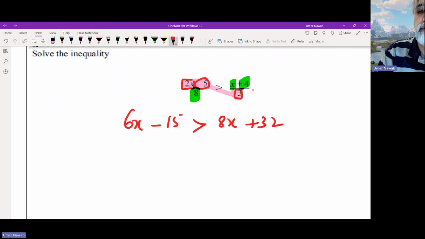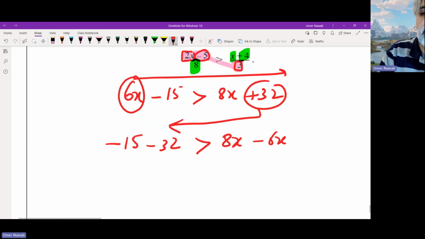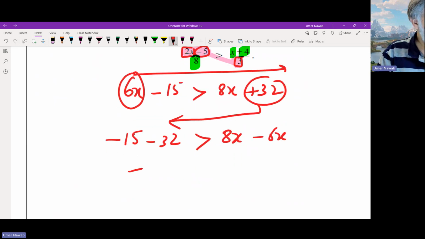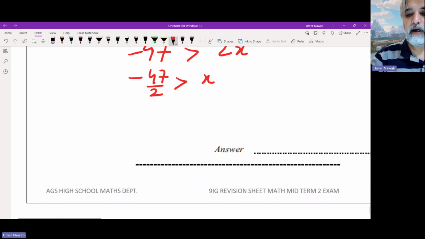So now I'm going to shift the plus 32 to the left and 6x to the right. Negative 15, negative 32 is greater than 8x minus 6x, and then minus 47. Minus 47 is greater than 2x, and then minus 47 over 2 is greater than x. And that's the final answer.